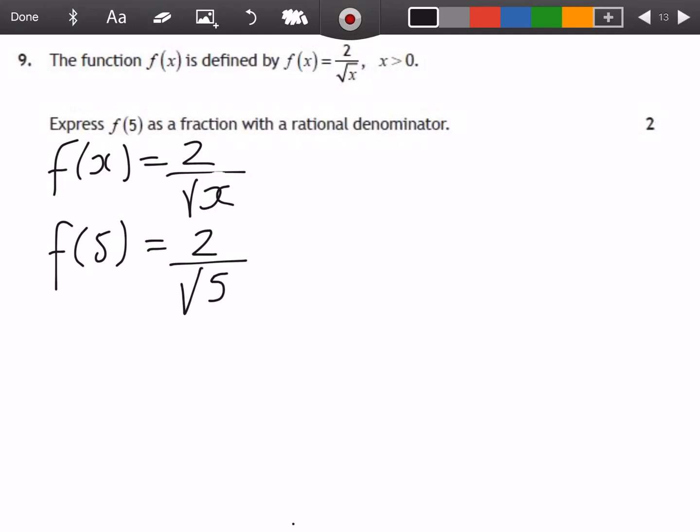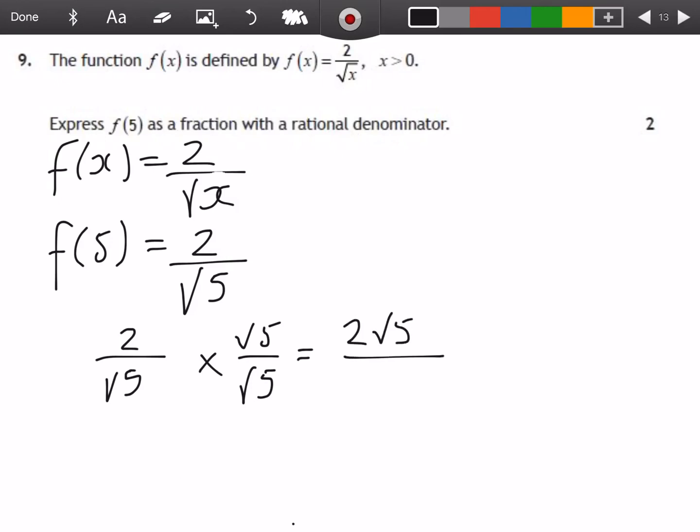Now, it says write it as a fraction with a rational denominator. So we need to rationalise the denominator, that's what they're asking us. So 2 over root 5, we've done rationalise the denominator before. To get rid of the root 5 in the bottom, you multiply by root 5. And remember, the whole point of doing that is because you know root 5 times root 5 is just 5. But remember, you need to multiply the top by root 5 as well. So on the top we have 2 times root 5, 2 root 5. On the bottom, root 5 times root 5, remember, is root 25, but you know the square root of 25 is 5. That's why root 5 times root 5 is just 5.